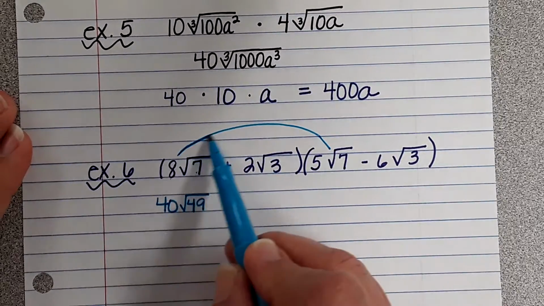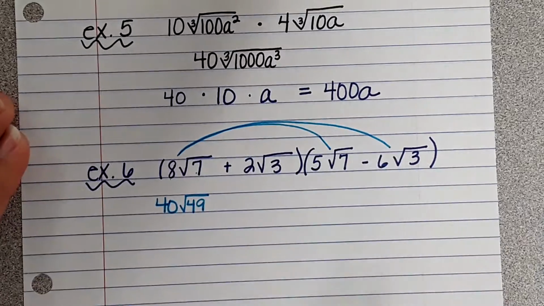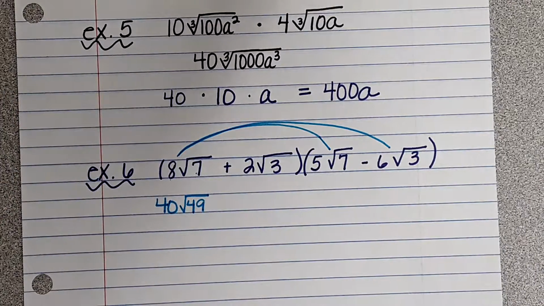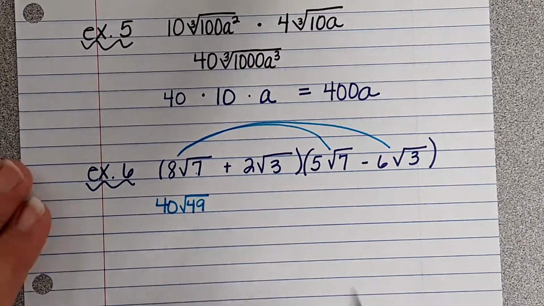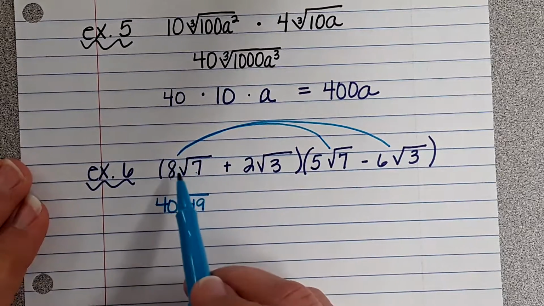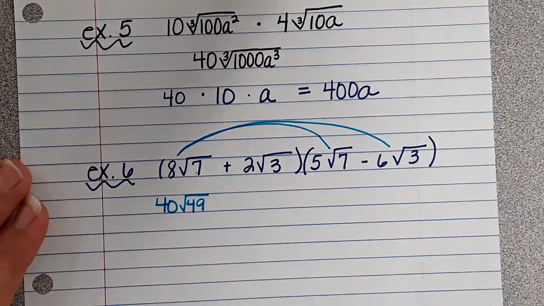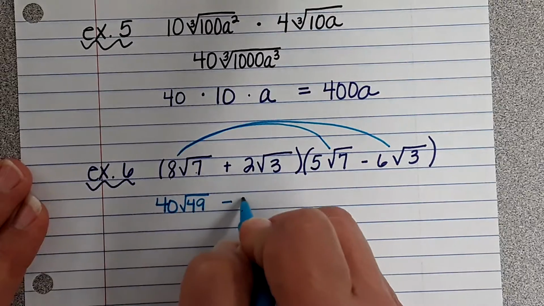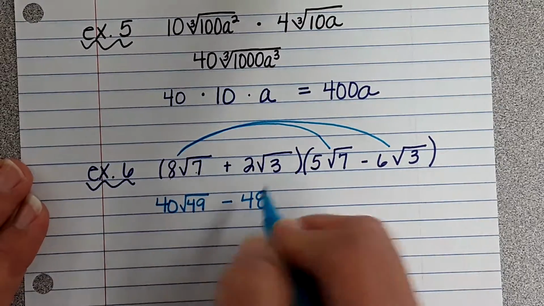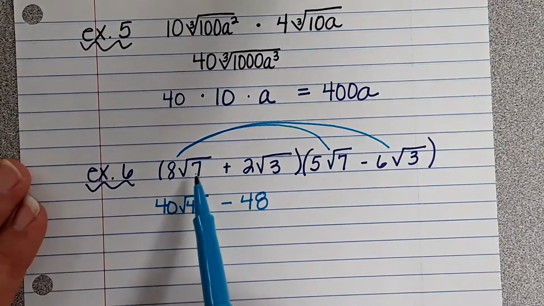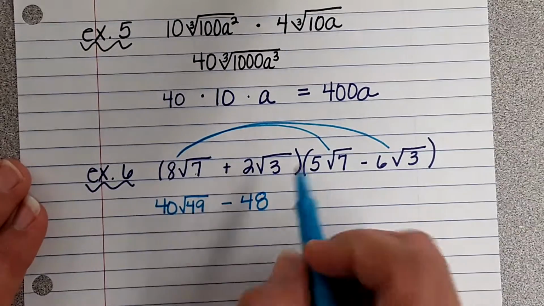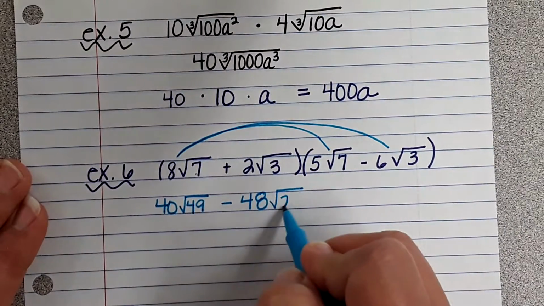Now we're going to do 8 square roots of 7 times negative 6 square roots of 3. We're going to do the same thing. We're going to do 8 times negative 6, which is negative 48. And then we're going to do the square root of 7 times the square root of 3, which is the square root of 21.